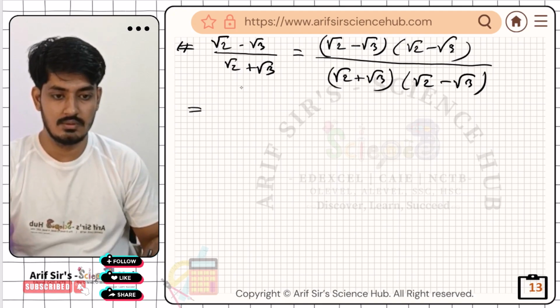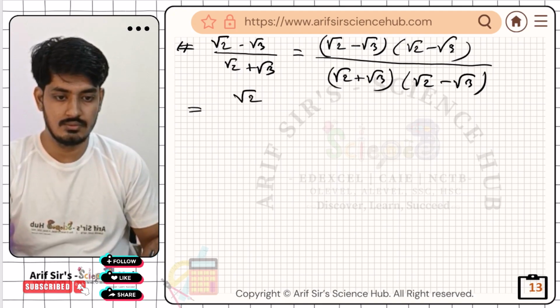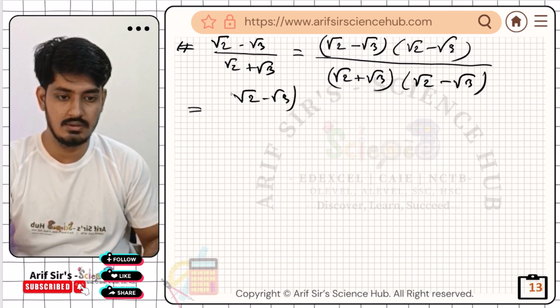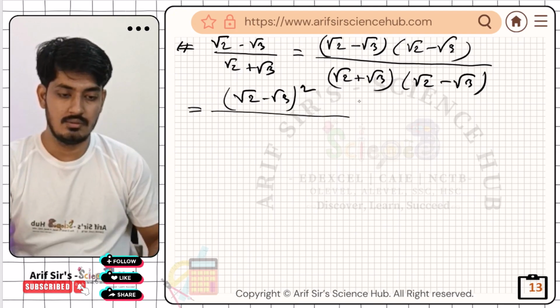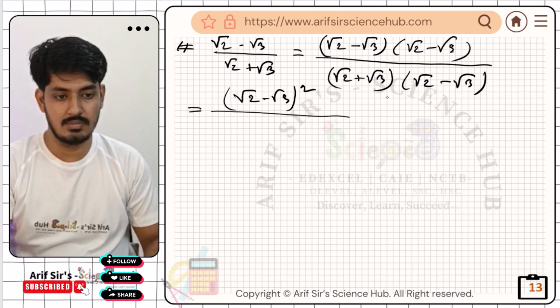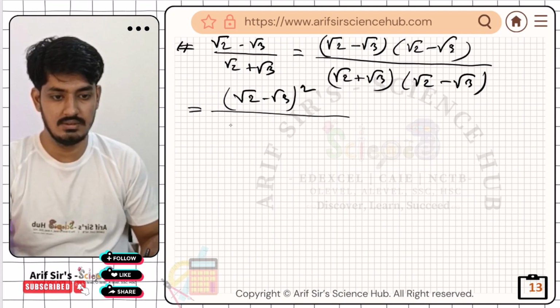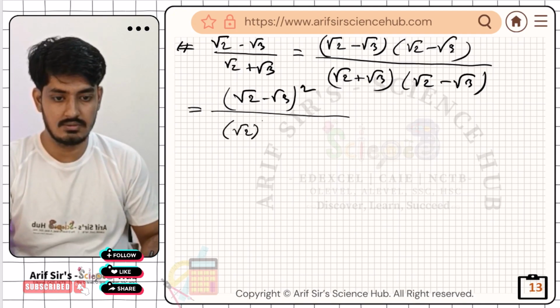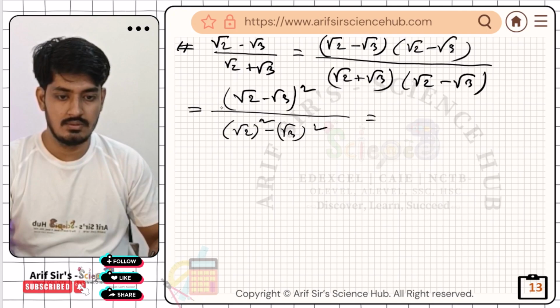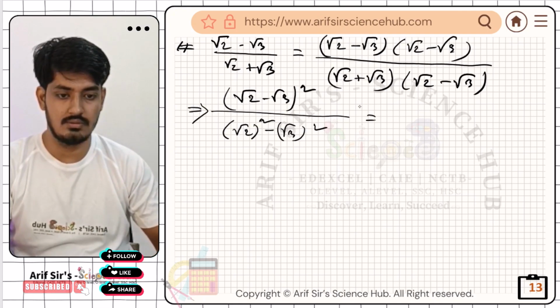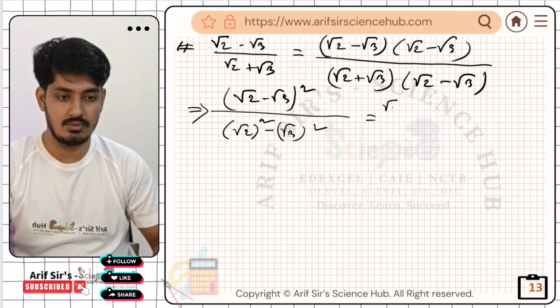So root 2 minus root 3, if we multiply this, it should be root 2 minus root 3 whole square. Then we can use the formula a plus b into a minus b, that is a square minus b square. Okay. So now we can solve it like root 2 whole square, a minus b whole square.